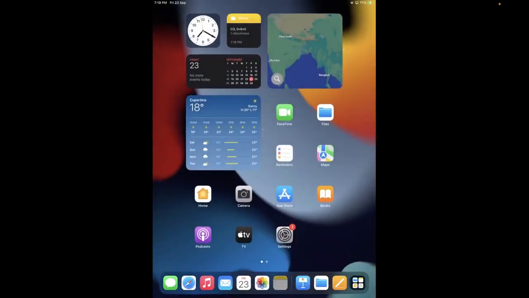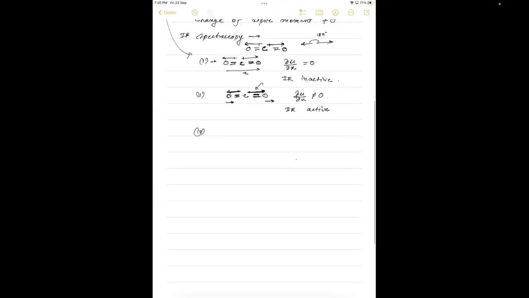And the bending mode. If we calculate the change of dipole moment due to the bending motion, both oxygen atoms are moving in this direction, and the carbon atom is moving in this direction. So when this oxygen atom is moving, let's draw a snapshot.